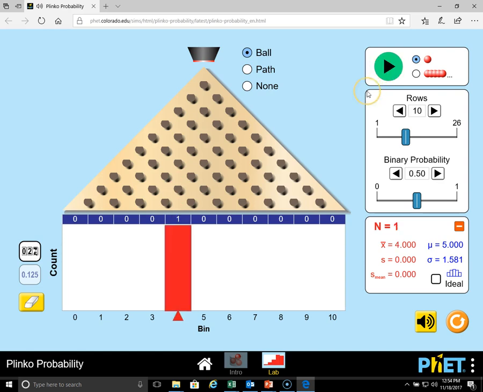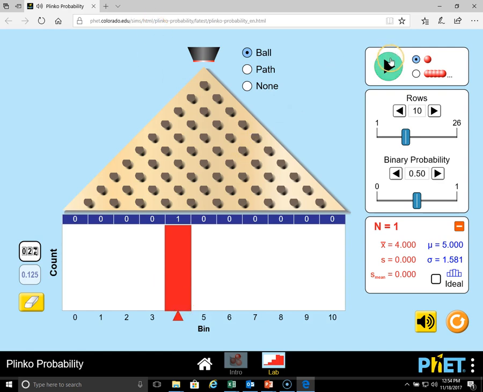Now the value for that ball turned out to be a 4. And the reason it's a 4 is what is counted as the measure of that ball is the number of times it goes right. When it hits a pin, it goes right or left with probability of 0.5. In this case, it went right 4 times and it went left 6 times because there are 10 rows. So that's the metric or the measure that's being used here.